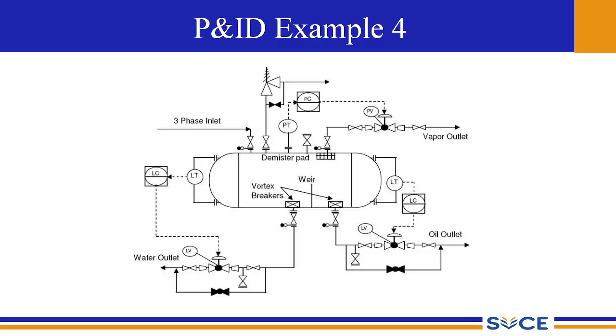So here also you can see a very clear-cut instrumentation of the valves and the level controllers and the level transmitters along with the vortex breakers, those solid lines showing how it represents the process flow, and the various types of valves that are used along with the symbols for the demister pad and vortex breakers.